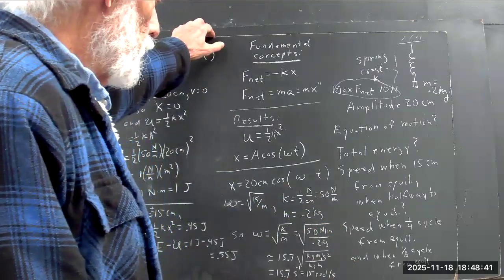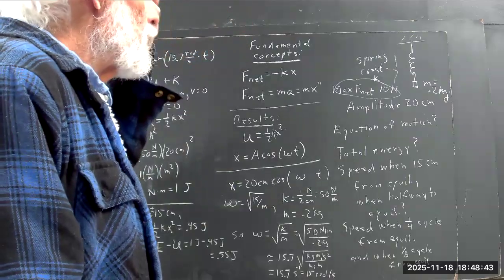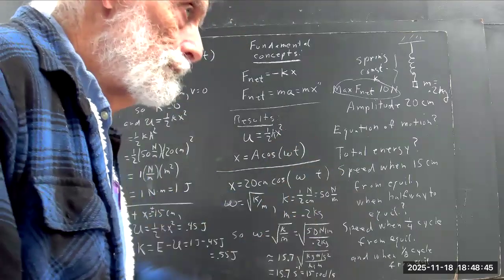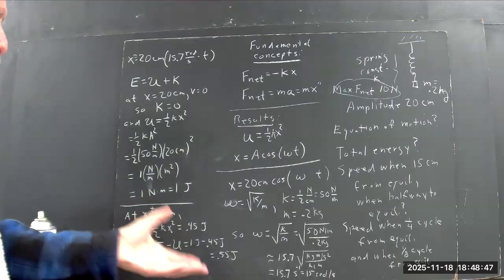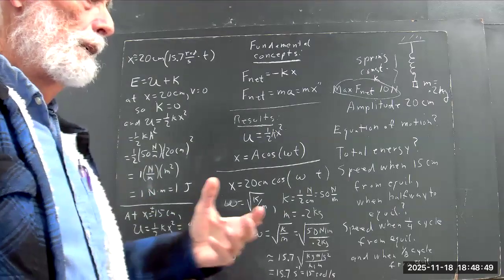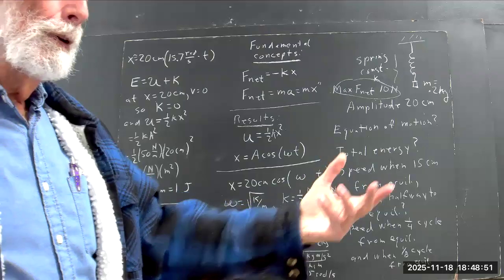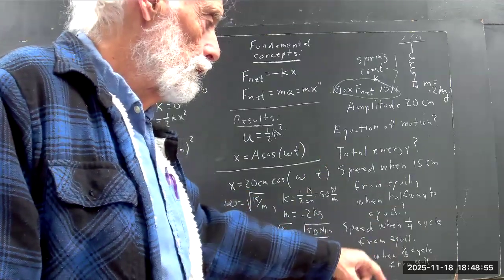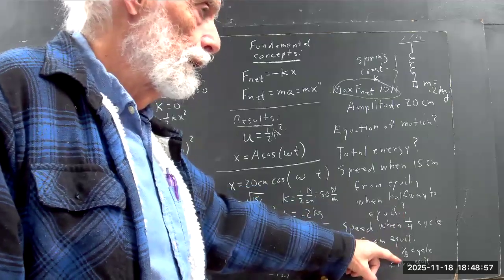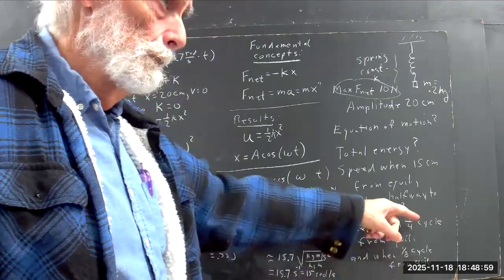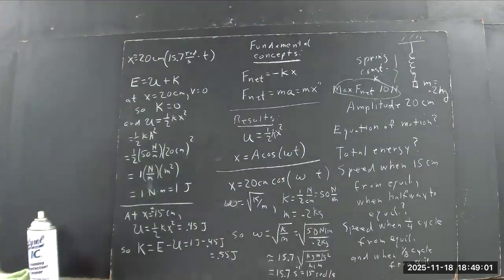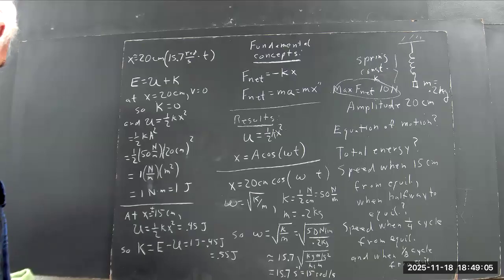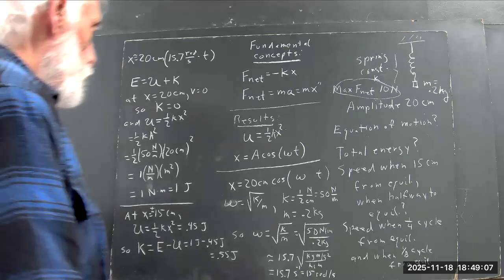Well, let's see how that might be done. First of all, if you haven't already done it, why don't you stop and calculate the period of this thing? So you know how long it takes to get to a quarter cycle from equilibrium, how long it takes to get to an eighth of a cycle from equilibrium. So please calculate that. Okay, well, hopefully you've done so.